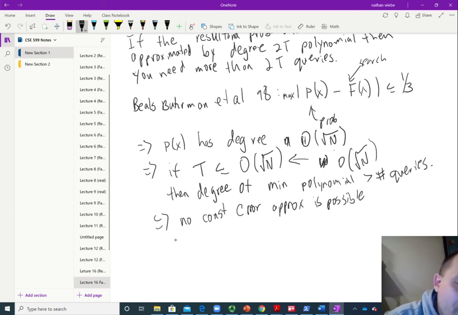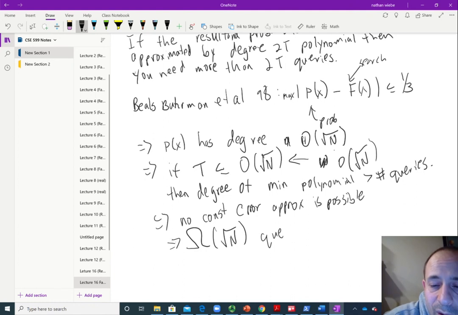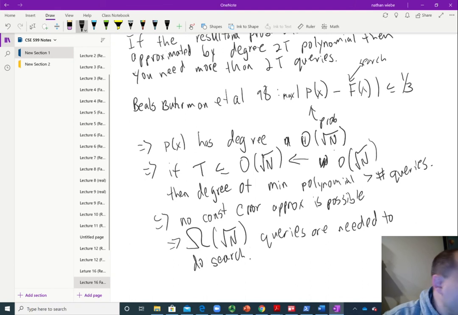And in turn, even under the weakened assumption of constant error, this ends up implying omega of square root n, meaning minimally square root n queries are needed to do search. So that's how the polynomial method ends up working.